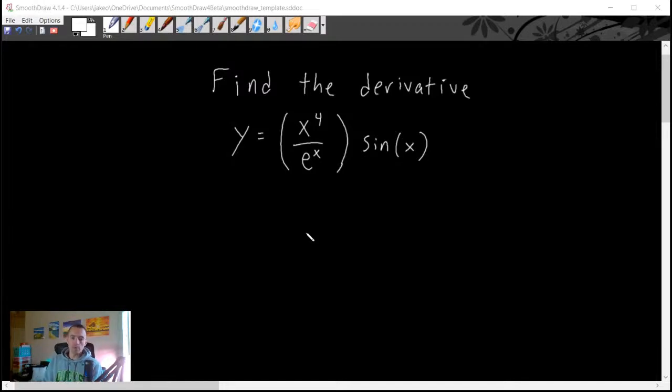But today we're going to be going over some product rule and quotient rule examples. Basically, examples where you have to use both product and quotient rule in the same problem in order to find the derivative of the specific function.